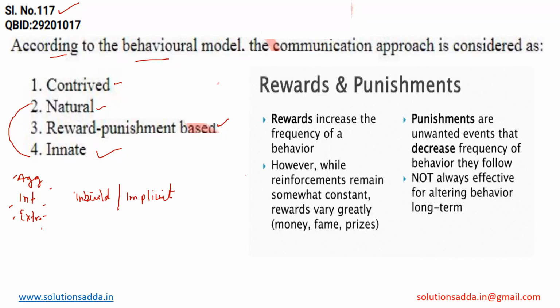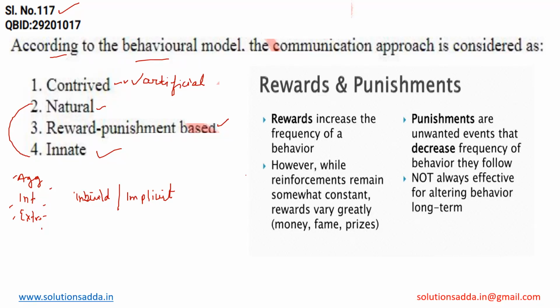The next term is contrived. Contrived is basically which is not natural, or we can say which is artificial. We are forcing someone to act in a certain way in a situation. So here we are forcing someone, or we can say it is not real, an unrealistic behavior of a person.